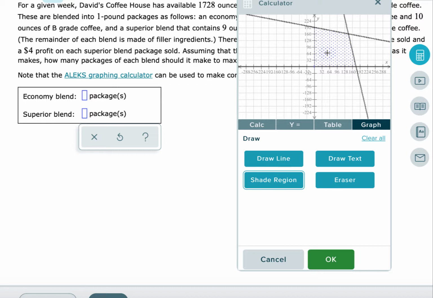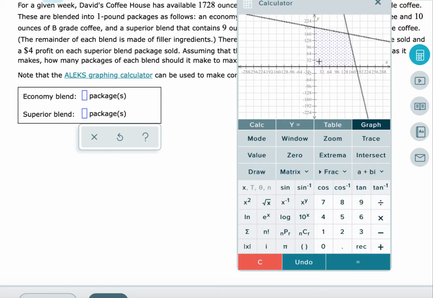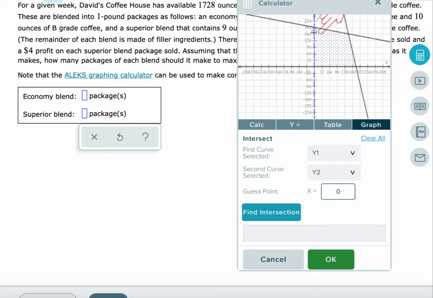It turns out the maximum profit is going to occur where these endpoints, or what we call vertices, occur. So at 0, 0, this x-intercept, the point of intersection of the two lines, and the y-intercept. So let's go ahead and find the intersection of the 2 points. So I'll find our intersection, and we get 144, 160. So let's capture that in MathType.